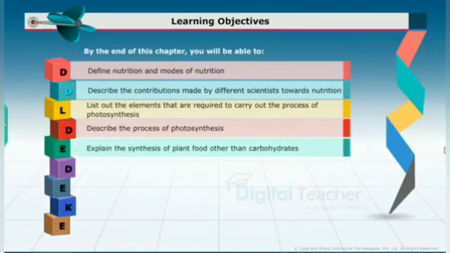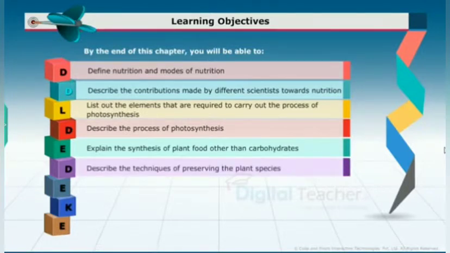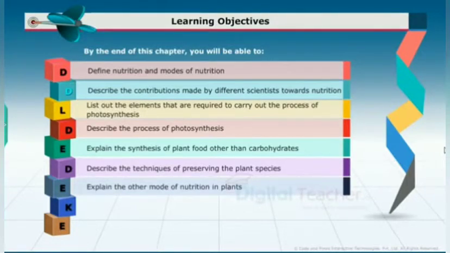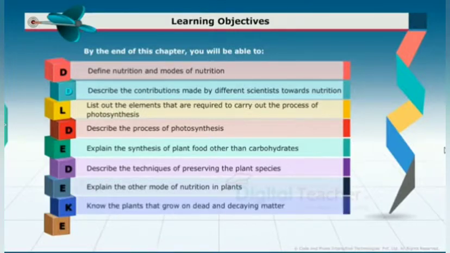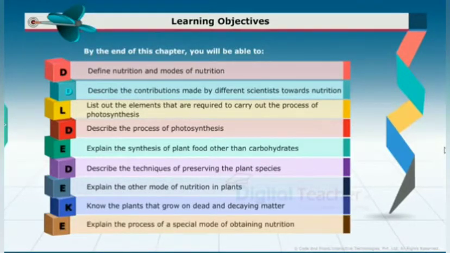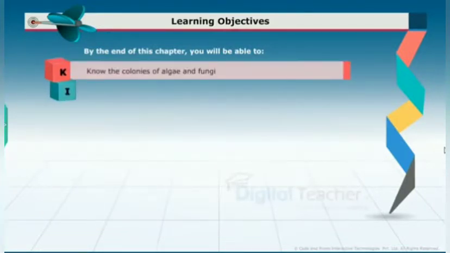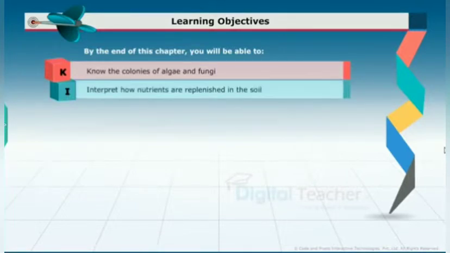Explain the synthesis of plant food other than carbohydrates. Describe the techniques of preserving the plant species. Explain the other mode of nutrition in plants. Know the plants that grow on dead and decaying matter. Explain the process of a special mode of obtaining nutrition. Know the colonies of algae and fungi. Interpret how nutrients are replenished in the soil.